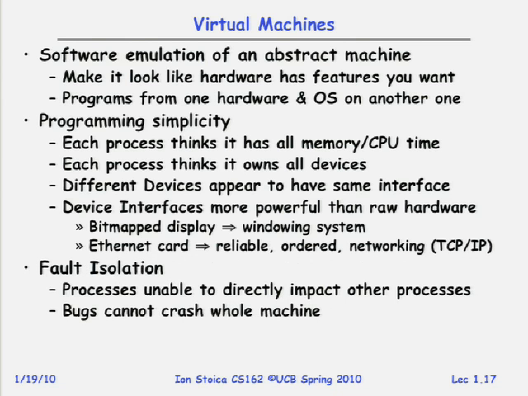Then what else would you like to provide? You want to provide fault isolation. What does it mean, fault isolation? A process cannot impact the other process. If another application fails, it will not impact your program. Okay? And of course, the bugs shouldn't crash the entire machine.